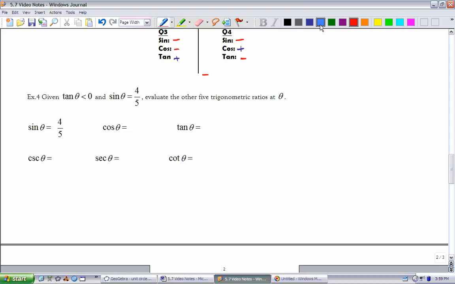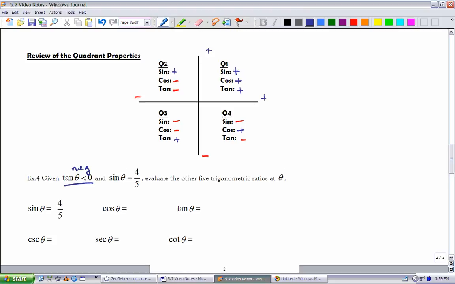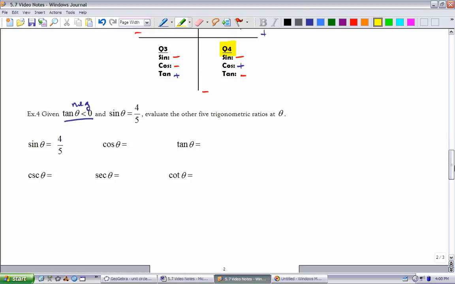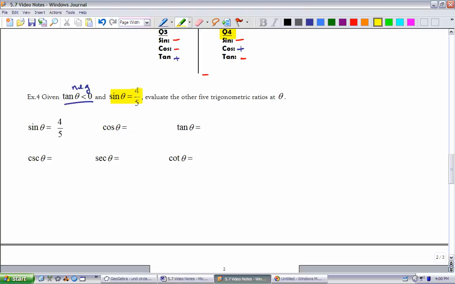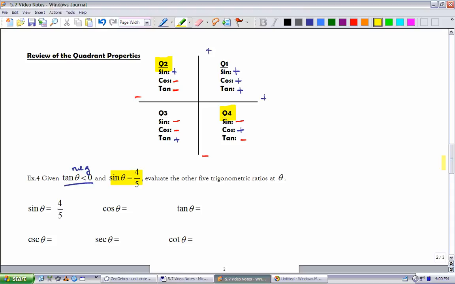Look, they're going to tell us that tangent here is less than 0. That means tangent is negative. Okay? Now, first off, that narrows it down already to two different quadrants. It's either going to be in quadrant 2 or quadrant 4, because those two places are where tangent is negative. Next, they tell us that sine is 4 over 5. Well, that's implied that sine is positive. So, the only place where tangent is negative and sine is positive is right here in quadrant 2.